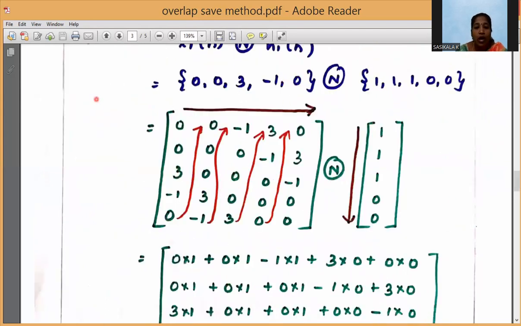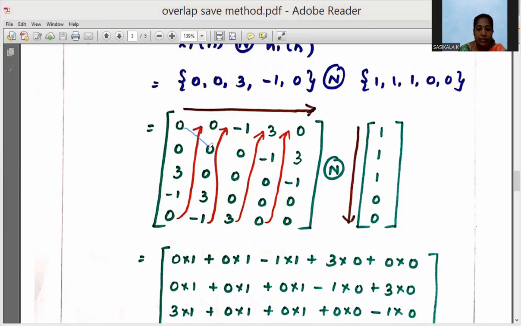Now, how will we write it? First write all these 5 elements column-wise, that is 0, 0, 3, minus 1 and 0. So the last element goes to the next row's first element. Okay, so this 0 is taken here, this 0 is taken here, this 0 comes here, 3 comes here and minus 1 comes here. Now this minus 1 goes to the next column's first element.